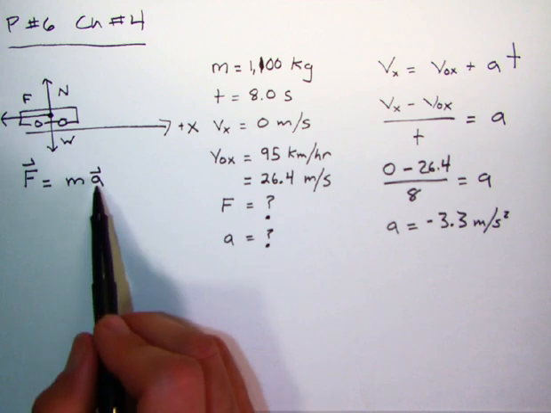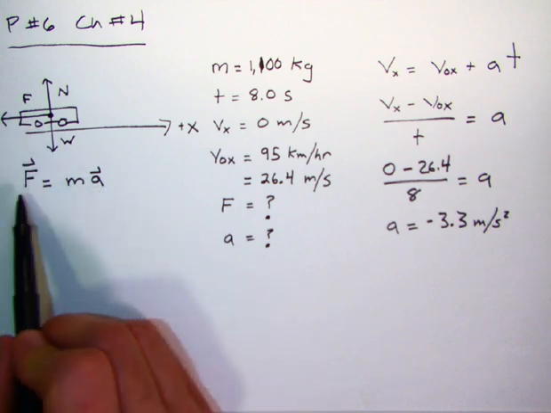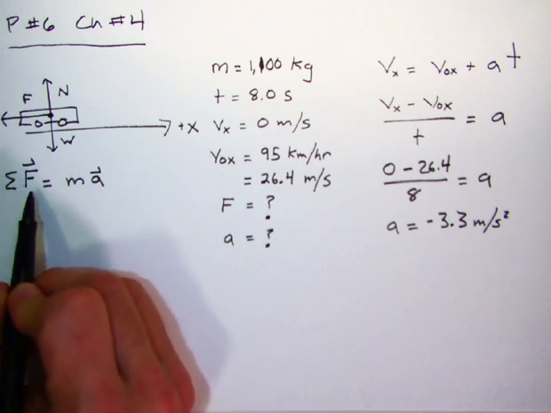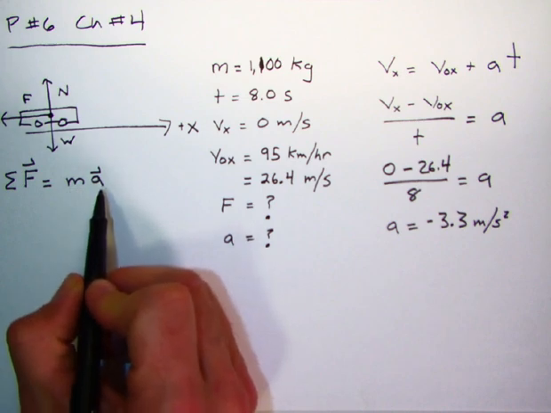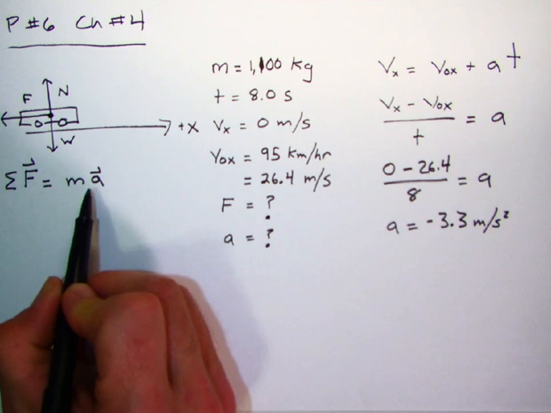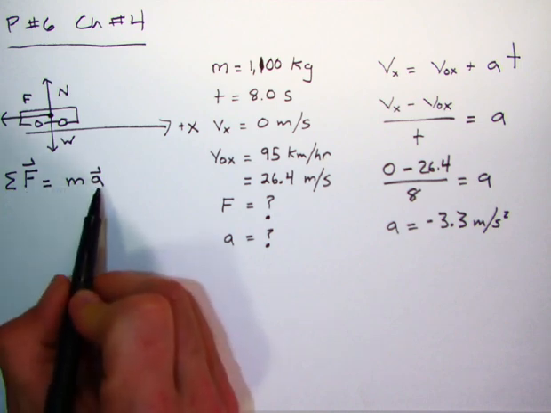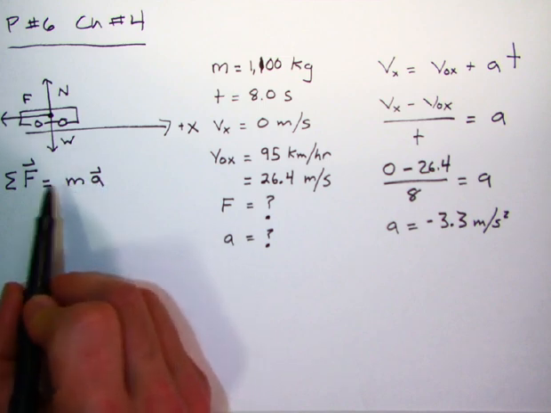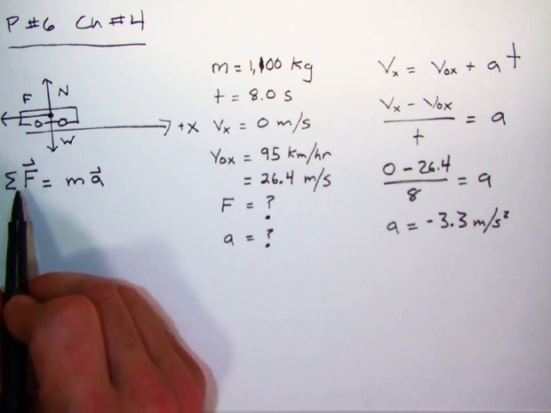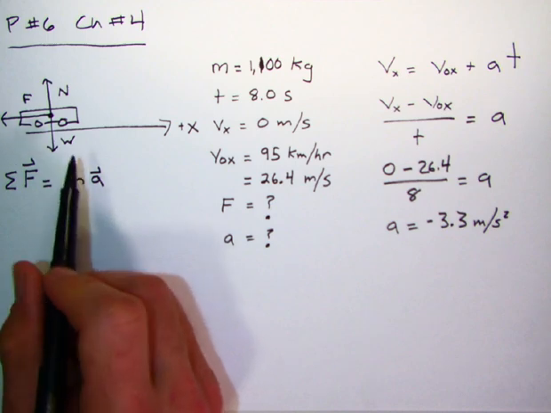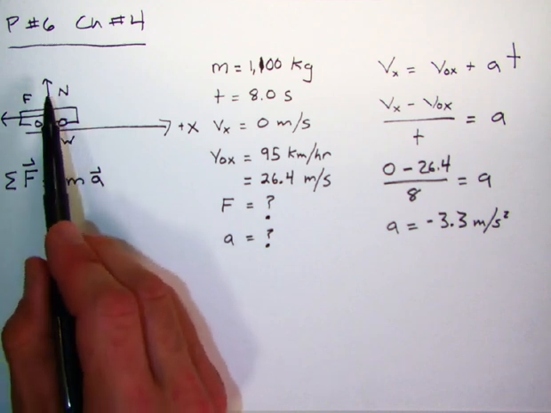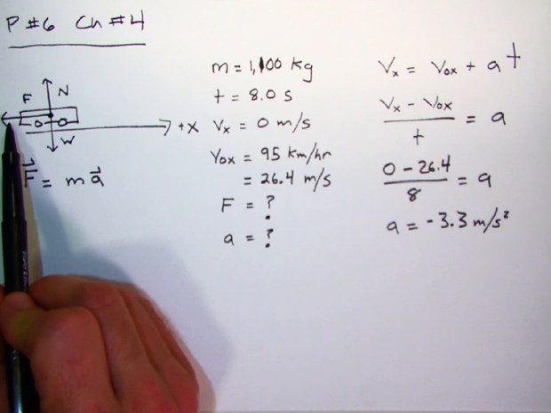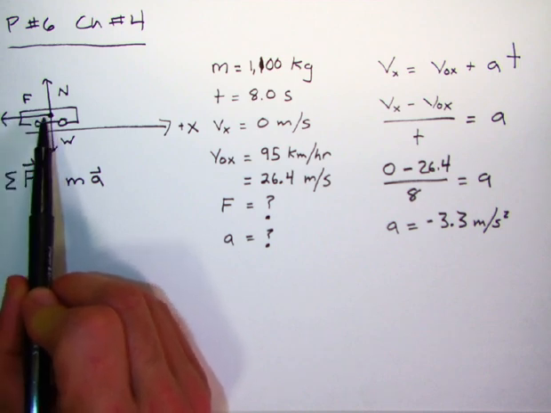Notice acceleration and force point in the same direction. This is a vector equation. The net force, or sum of all forces acting on an object, always points in the same direction as the acceleration. Now the vectors are not identical. They point in the same direction, but I have to multiply the vector acceleration by the scalar mass to get the vector of force. So the net force equals mass times acceleration. Notice here the normal and the weight cancel each other out. That is, they are equal in magnitude and opposite in direction. So the acceleration must be in the direction of the net force, or in the direction of this force F.